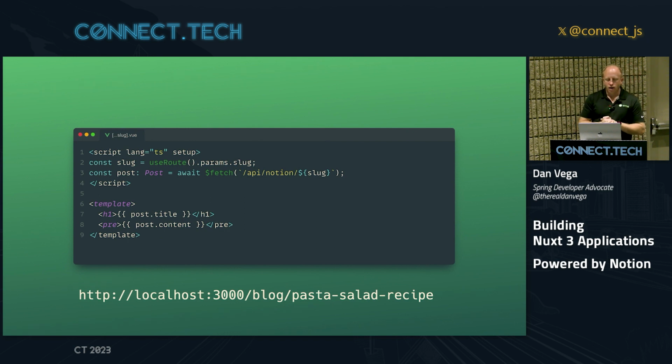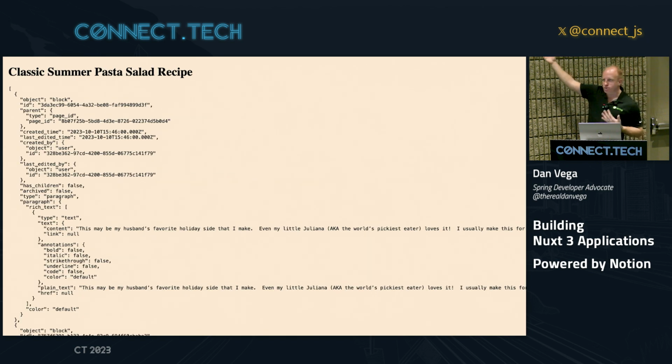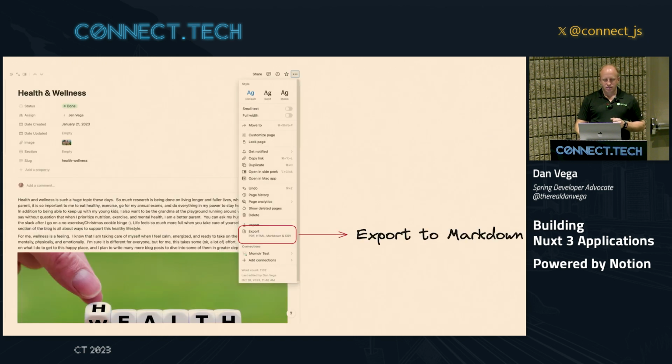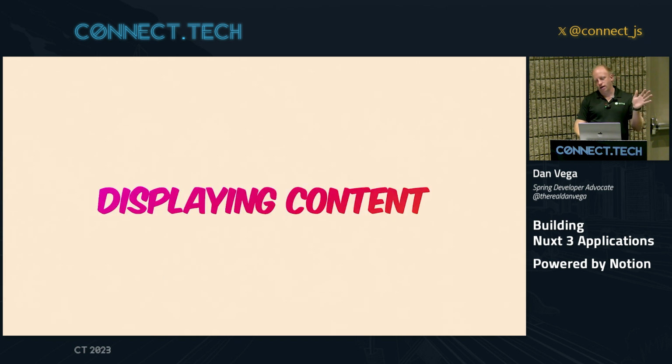So now I can say await fetch. And remember, we just created a new endpoint for /API/Notion and then the slug. So if I make that call, I will get the post back. The post will contain the title and then the content. Now, remember, we've been talking through this. The content is not just the HTML or the Markdown. It is going to be those blocks that represent the content in Notion. And so then our question is, well, how do we get from this to something like the content?